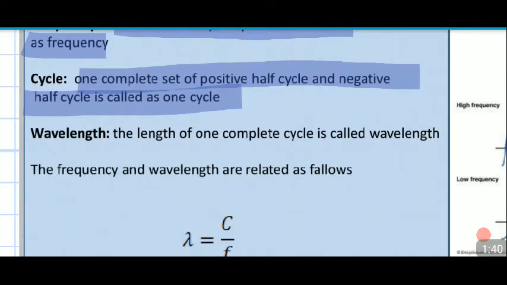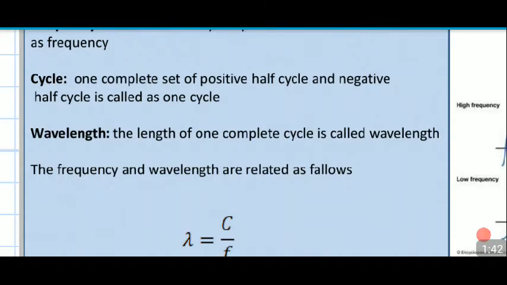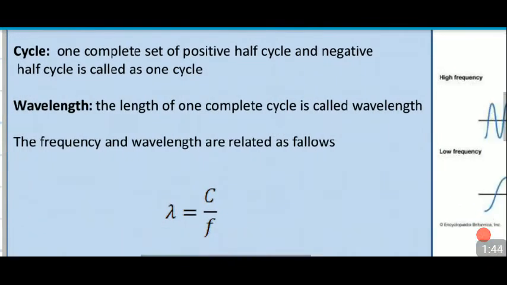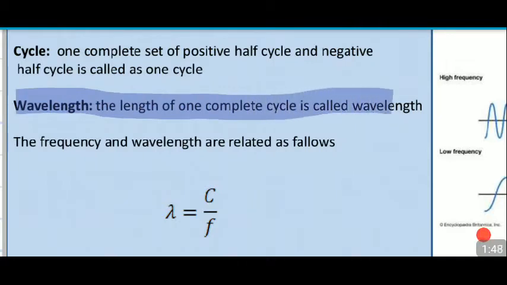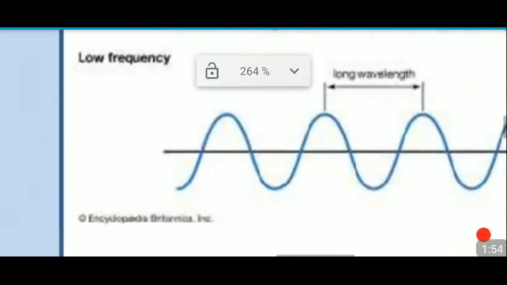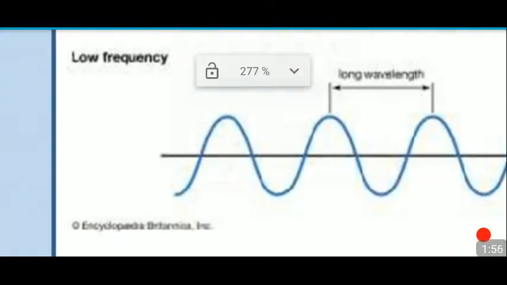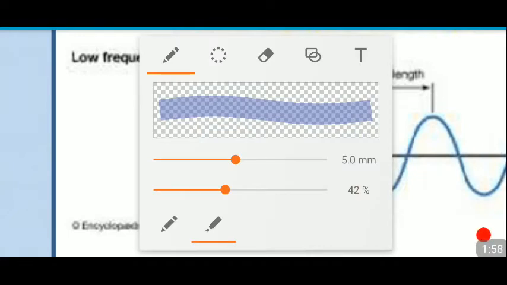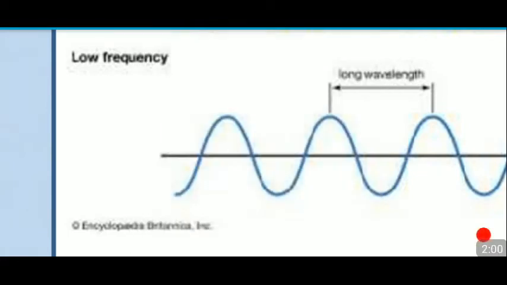The wavelength is the length of one complete cycle. So what do you mean by wavelength? The exact length of one complete cycle is called the wavelength. So this is the length, and you can understand this as the wavelength.